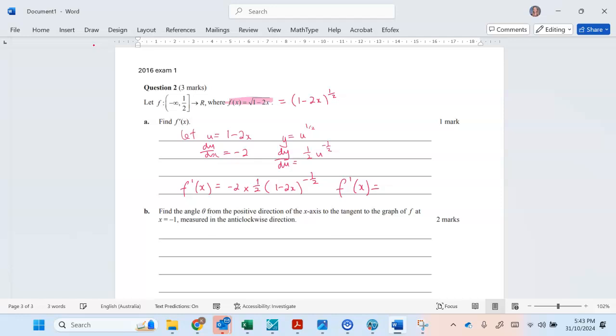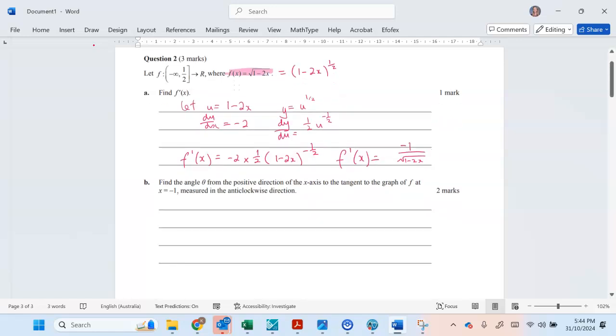So negative 2 times 1/2 is negative 1. And then we've got this negative power of a half, so we can do 1 over the square root of 1 minus 2x. And just because I've got my pen here, I'm going to tidy that up, because we'd probably just put the minus up here. All right, so negative 1 over the square root of 1 minus 2x.